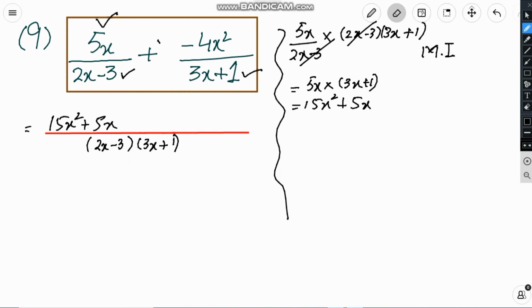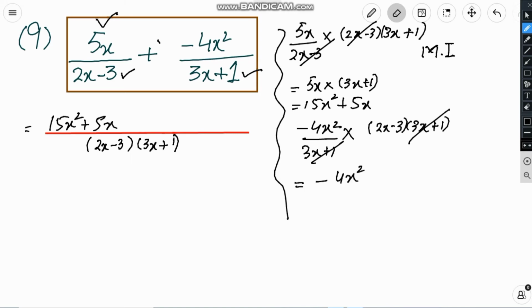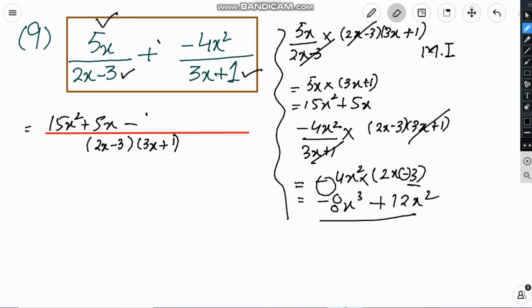Now just take the second expression, minus 4x square over 3x plus 1. Again multiply it with 2x minus 3 and 3x plus 1. You can again cancel 3x plus 1. Now what remains here? 4x square into 2x minus 3. Just make it simpler by multiplying these two terms. It becomes minus 8x cube, this minus and this minus becomes plus, 4 times 3 is 12x square. So just write minus 8x cube plus 12x square.